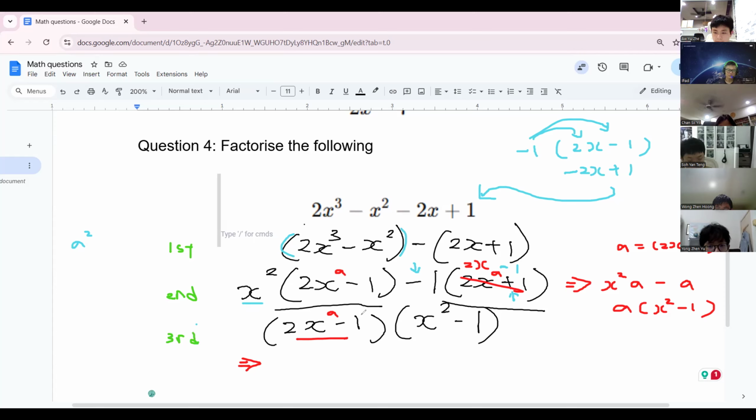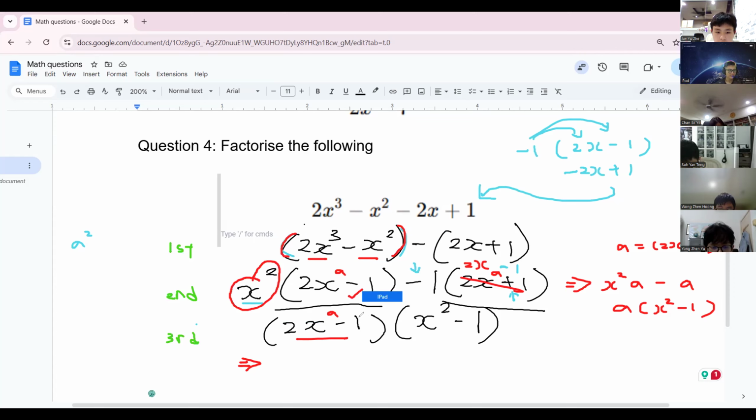So we, up, sorry, until the second part. Okay, so for the second part, for this one, he categorized it in one code: 2x cubed minus x squared. We take out x squared. This is the common factor. Inside here, I have 2x minus 1.